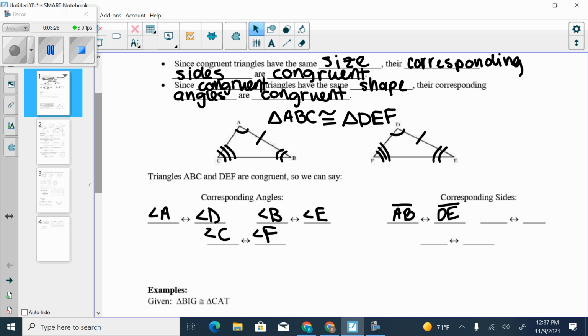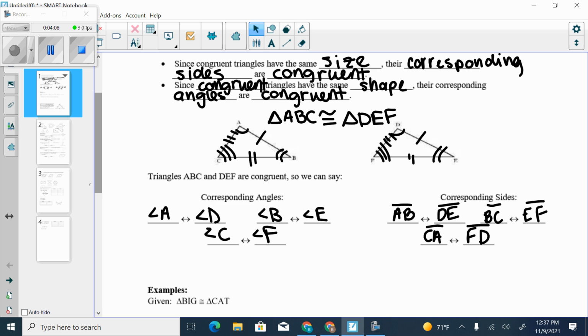Alright? And which segment corresponds with BC? Good. And then lastly, with our third side, CA, which one corresponds? FE, good. Okay. So again, corresponding sides and angles are just the ones that are in the same spot.